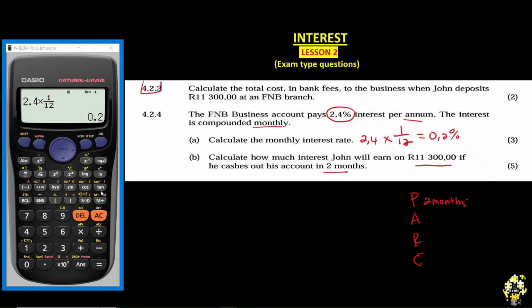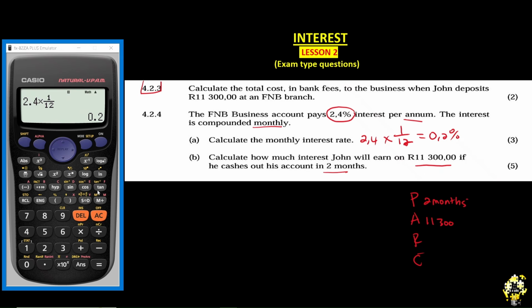What is our principal amount? Our principal amount is 11,300. What is our rate? Well, our rate is 2.4%. Now, you can use a 0.2, but I don't want you to use a 0.2. You're still going to get the same answer, but let's focus on the basics.